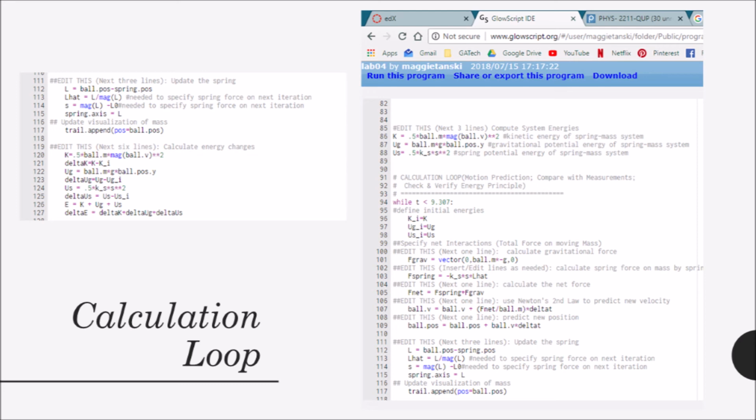We'll use these updated values to find the change of each energy by subtracting the initial value from the new one. Using the energy principle, we determine that the total energy of the system E is equal to the sum of the kinetic, gravitational potential, and spring potential energies, and the change in total energy is equal to the sum of the change of the other energies.